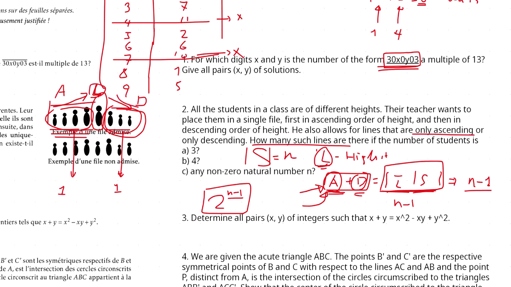2 to the n minus 1 power is the total number of lines of arrangement. Of course, you simply replace n with 3 or 4, and then you get the answer also for question A and question B.